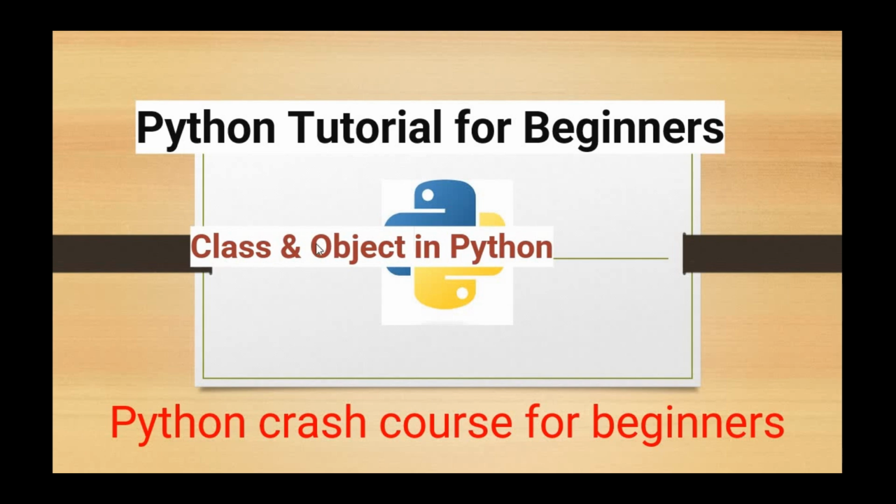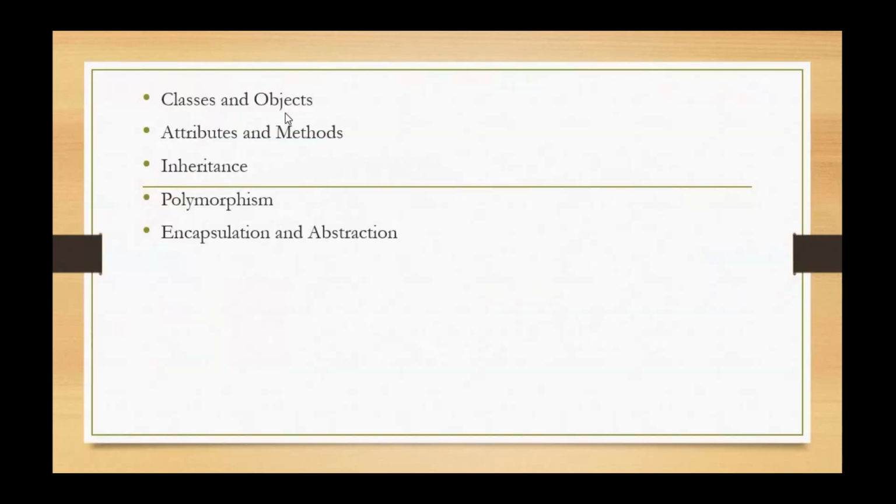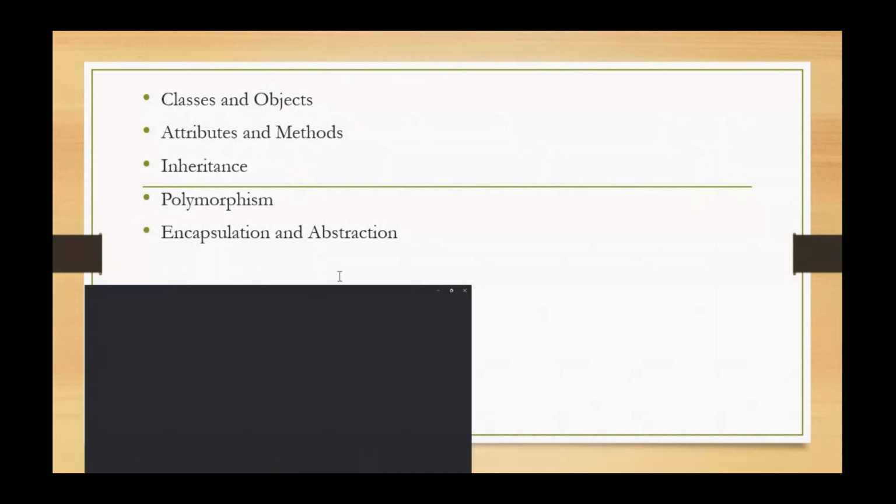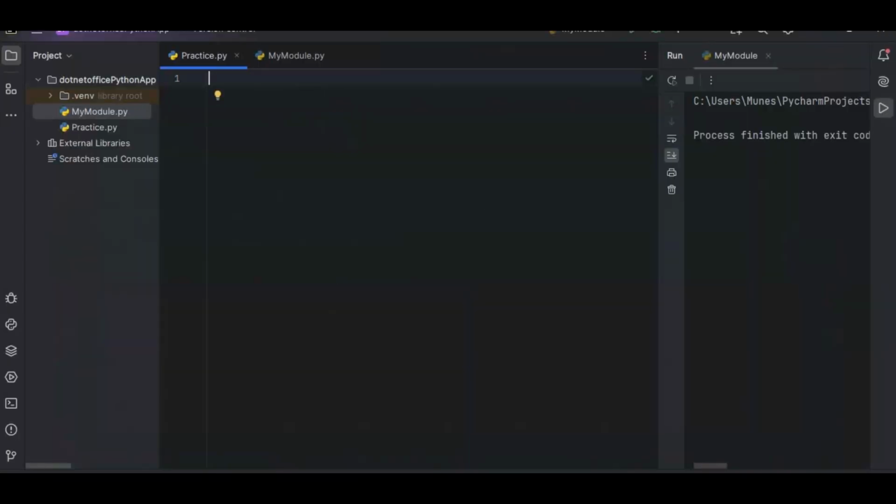Hello everyone. In this video, we are going to discuss the class and object in Python, which is the first point of this OOPS concept. First, let's understand what a class is, and then we will see what an object is. I will say a class is a type of encapsulation.